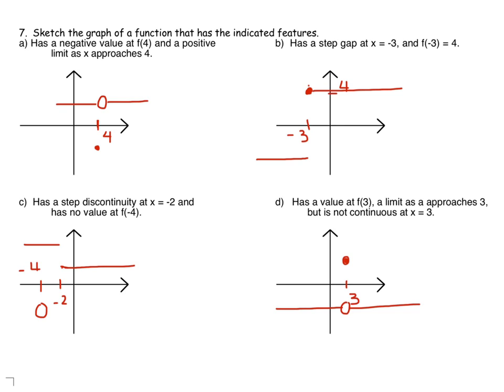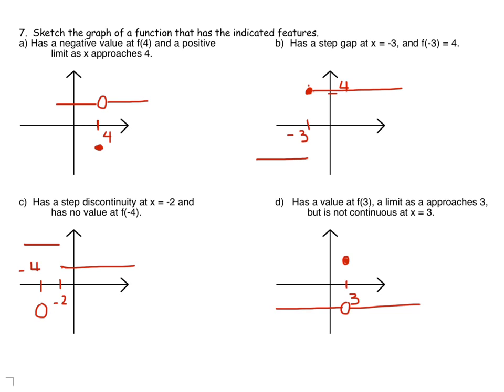So 7a, it has a negative value at f of 4, so I just go ahead and put on a dot. That's f of 4, at the negative value, and a positive limit as x approaches 4. So all I have to do is put an empty circle for the limit. Limit means that your left hand and right hand have to agree with each other. So they agree approaching a positive value, so I have an empty circle at the positive.